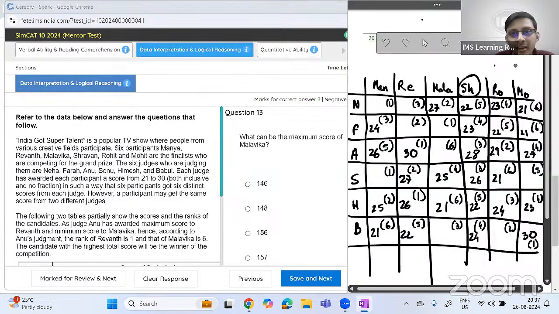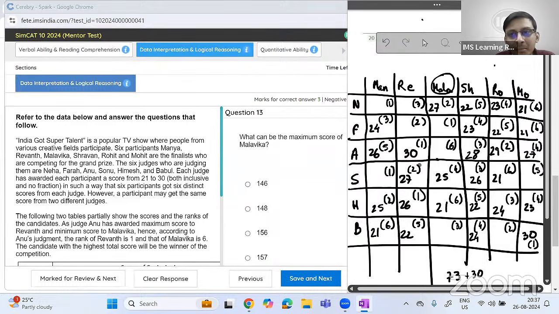Maximum score of Malavika. So Malavika, if I just calculate, okay, maximum score. So 27 plus 27, 25 is 52, 52 plus 21 is 73. Okay, 73 that I have here. For the 3 remaining scores, I have to try to maximize. So this rank 1 can be maximum 30. So let me just take it as 30.